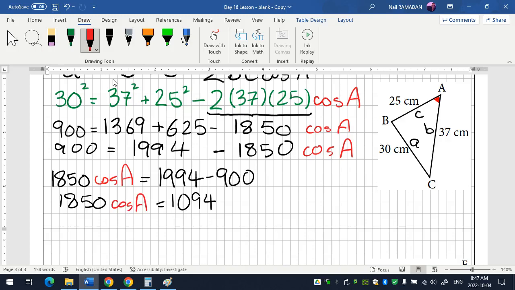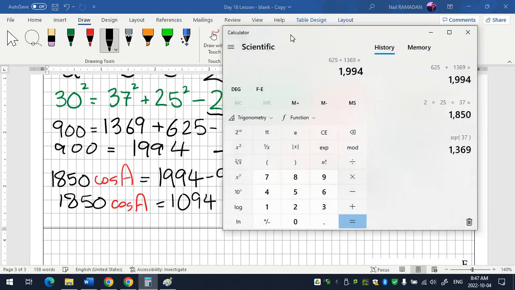Okay. Again, sorry for the tight space. I'm gonna go like this. Okay. So cosine of a equals what? Sorry, you can't see. Cosine of a equals 1094 divided by 1850. Good. Equals what? I don't know. I know it's a decimal. That's all I know.